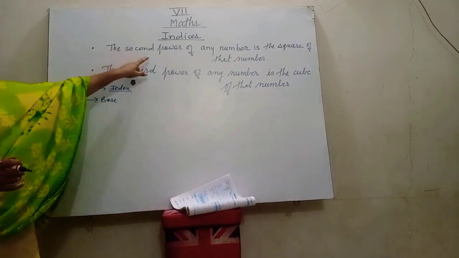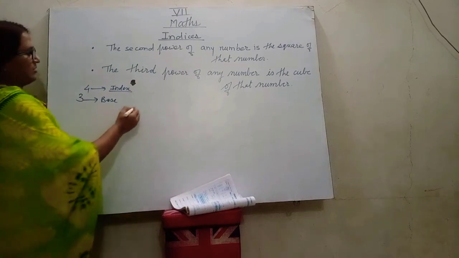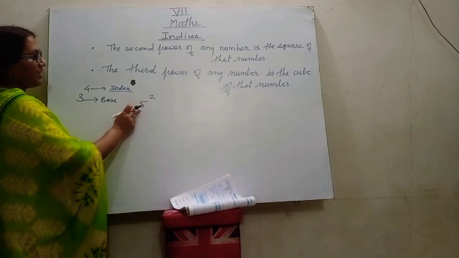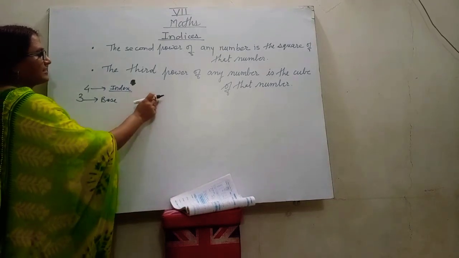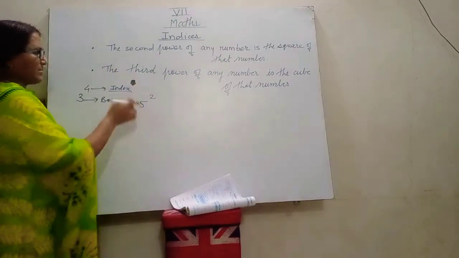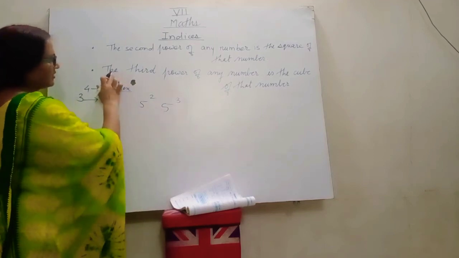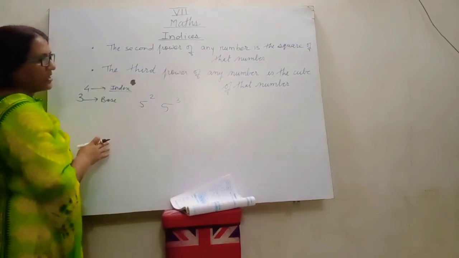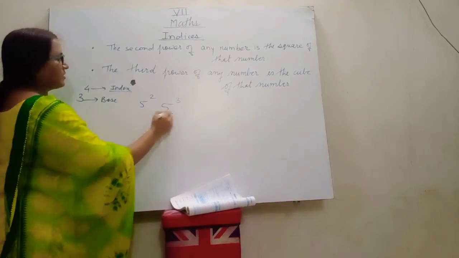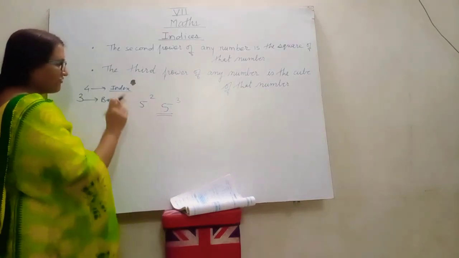The second power of any number is the square of that number. 5 raised to the power 2 means the power of 5 is 2. We can say it's the square of 5. As same as the third power. Suppose there is 5 raised to the power 3. The third power of any number is the cube of that number. 5 raised to the power 3, we can say cube of 5.